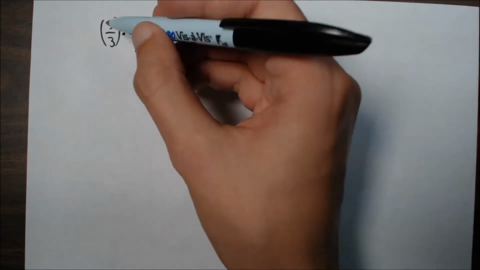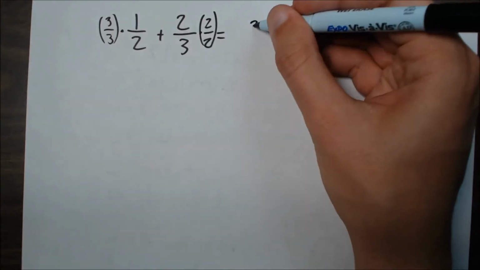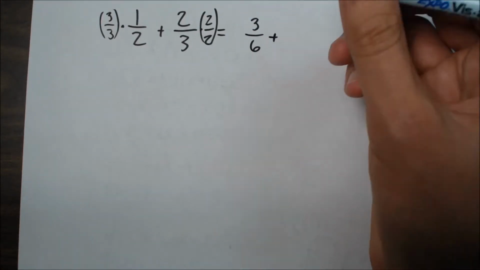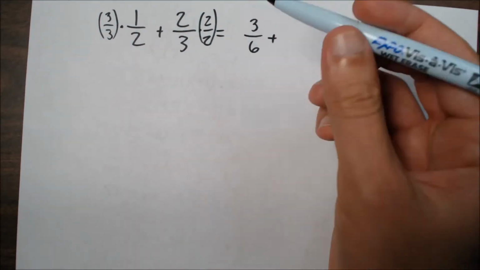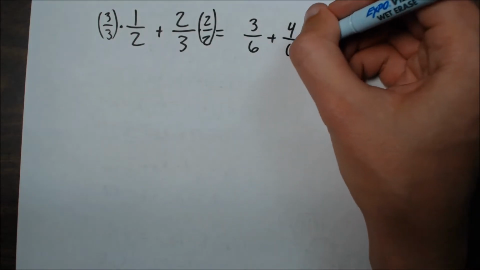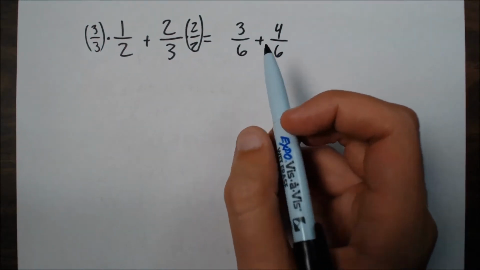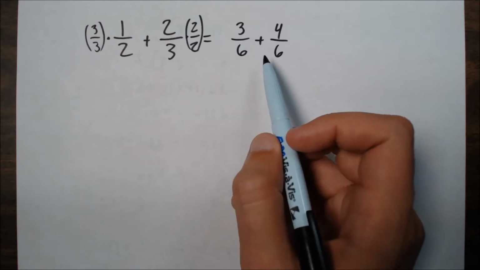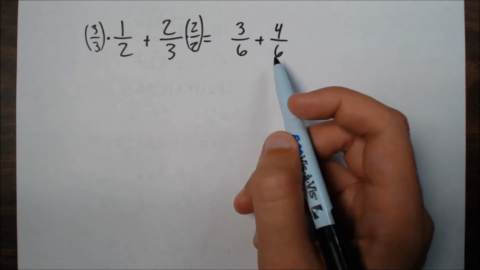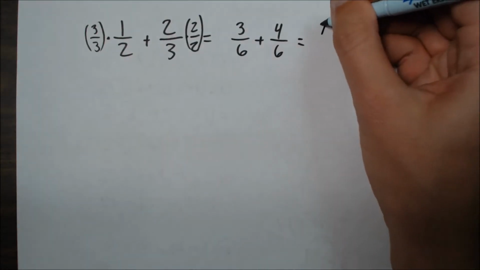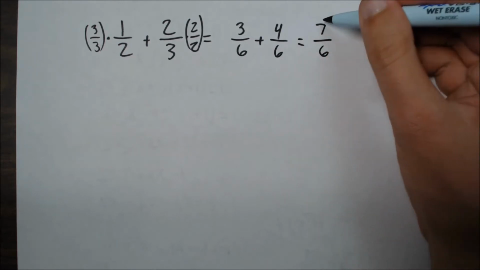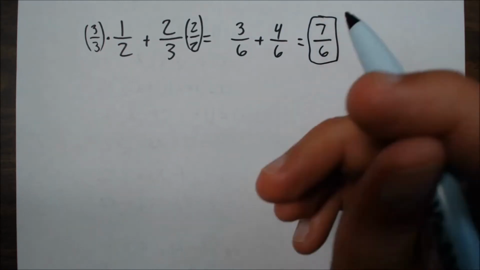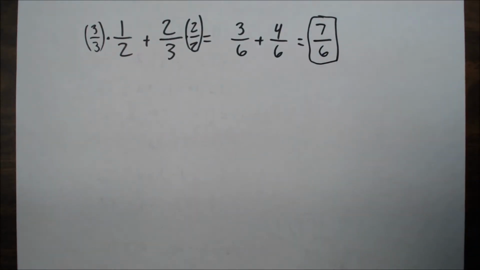that would be 3 over 6 plus 4 over 6. And now that you have a common denominator, you can say, well, the 6, we've got 3/6 plus 4/6. So altogether we have 7/6. Okay, that's how it works with numbers.